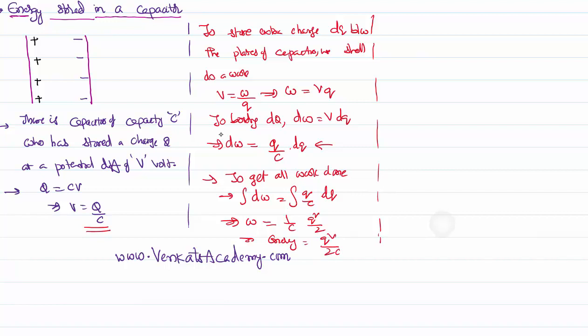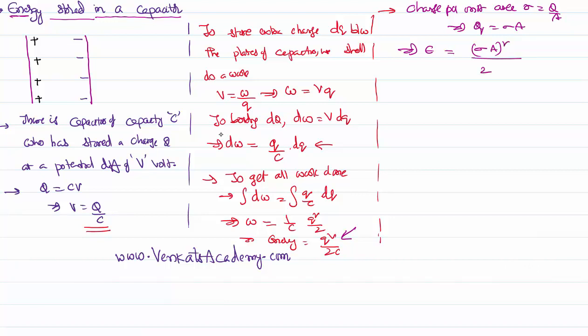We can express this work done in other terms other than Q square by 2C. We can express it in another format also. Let me tell you what that is. We know charge per unit area, which is called surface charge density, sigma is Q by A. That implies Q can be expressed as sigma into A. In the place of Q, I can substitute that. That implies energy stored in the capacitor is sigma A whole square by 2C.